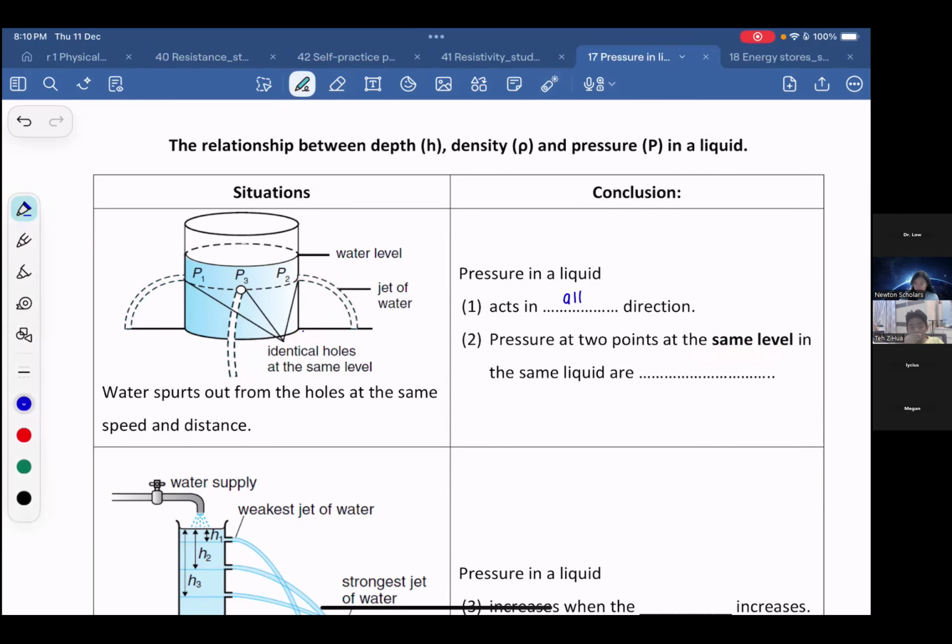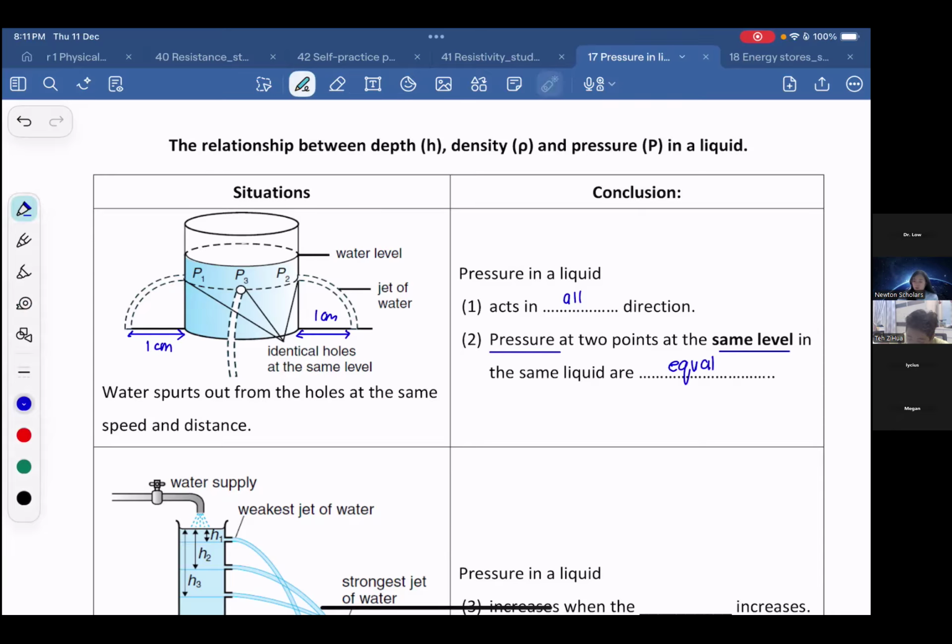So here, if let's say from here to here spurts out 1 cm, and from here to here also another 1 cm, let's say. So we can understand that if they have the same depth, the same liquid level, they will have the same pressure. Pressure will be equal if their liquid level is the same, okay?